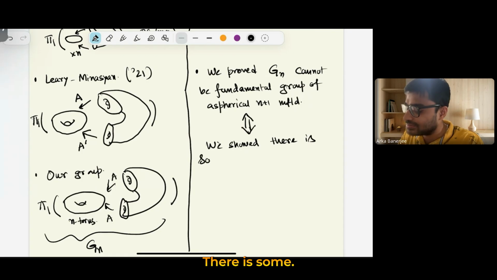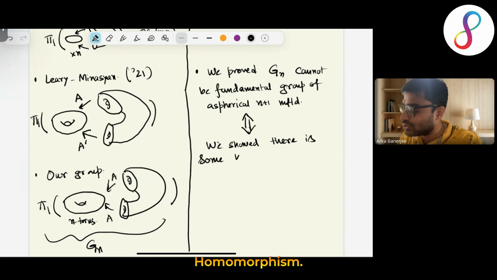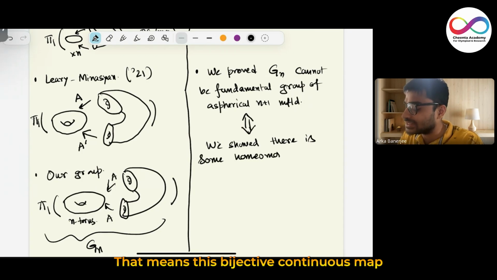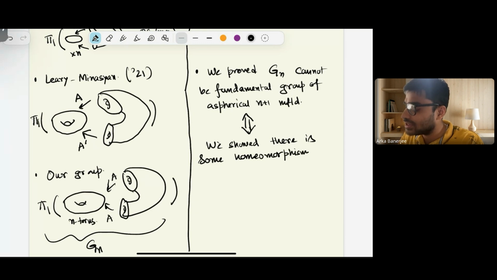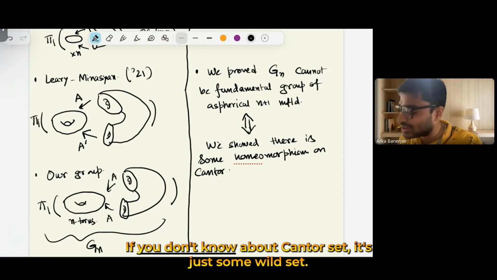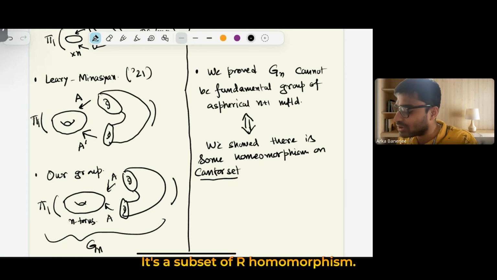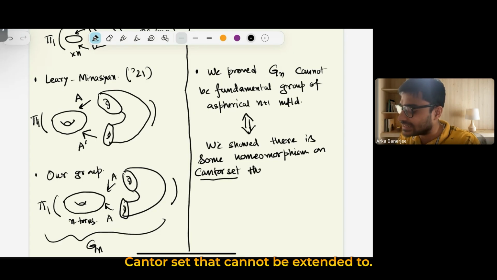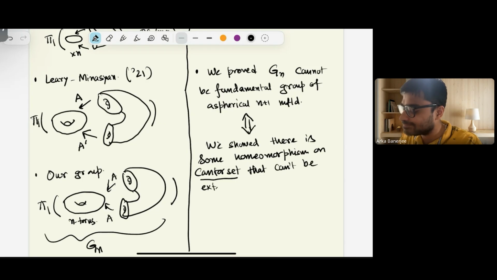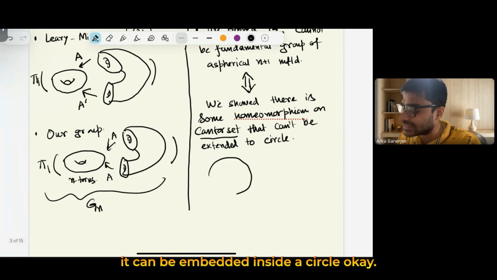There is some homeomorphism, that means just a bijective continuous map, on the Cantor set. If you don't know about the Cantor set, it's just some wild set. It's a subset of R. A homeomorphism of the Cantor set that cannot be extended to the circle. So the Cantor set can be embedded inside a circle.